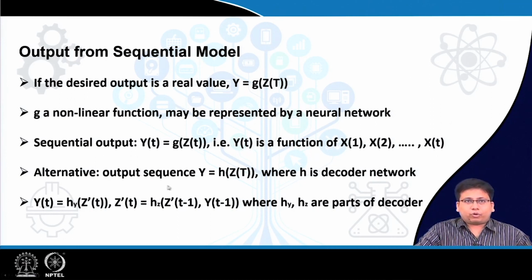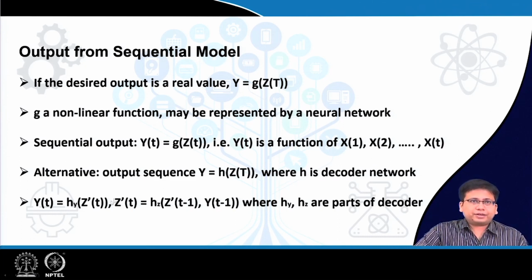And an alternative to this is that, instead of generating the sequence or the outputs instantaneously, we first absorb the entire sequence and get z of capital T, which we can say is some kind of an intermediate representation of the entire sequence. Then we define some kind of a decoder network, which we denote as H, so that H works on that intermediate representation z of capital T to produce an output sequence y.